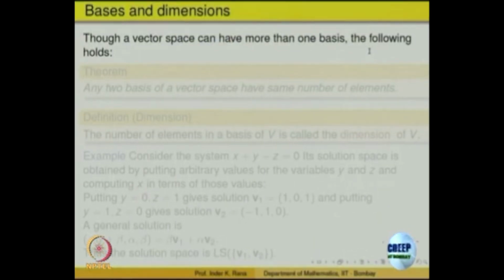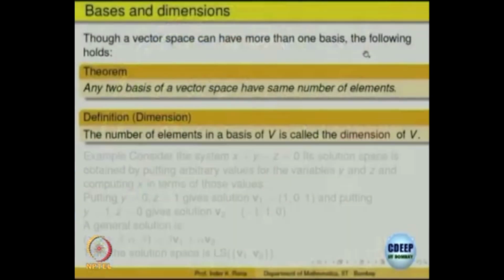However, a theorem in our subject says that any two bases of the vector space will have the same number of elements. The number of elements in two different bases has to be the same. In R2 we had B1 and B2, both had two vectors. One of them alone will not be able to generate. You want to see why?